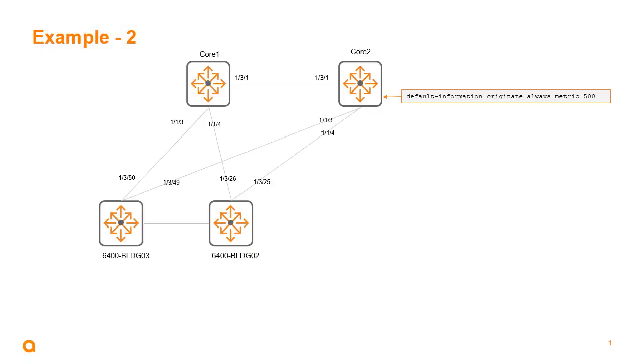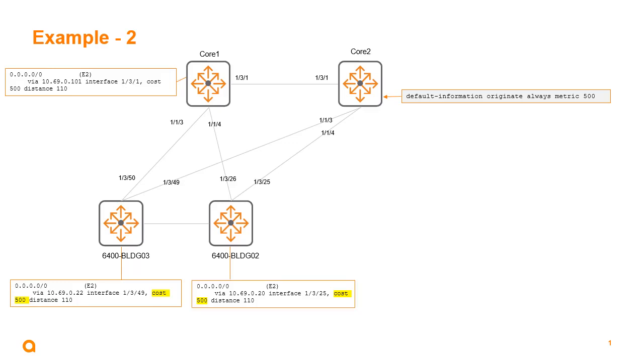Let's take another example, this time with the default information originate always command with the metric 500 configured under the OSPF process on core 2. That will get propagated around to all the OSPF neighbors. Because the originating router, core 2, is advertising a default route with the default information originate always command, be mindful that a match in the routing table is probably going to be required to forward traffic to the next hop, unless you're leveraging a process like PBR, for example, and the match could be a static route. Otherwise, the traffic will be black-holed. So do be mindful of that.